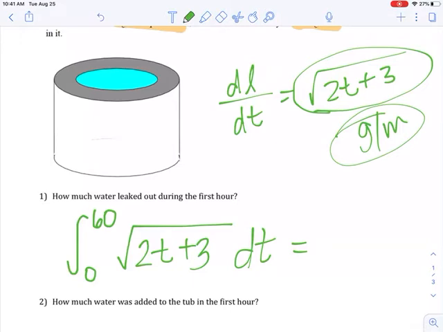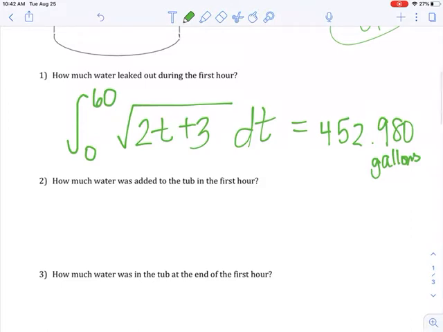Go ahead and math 9 to figure out what this is. I want you to remember how to use your calculator. Math 9. So we should get 452.980 gallons.